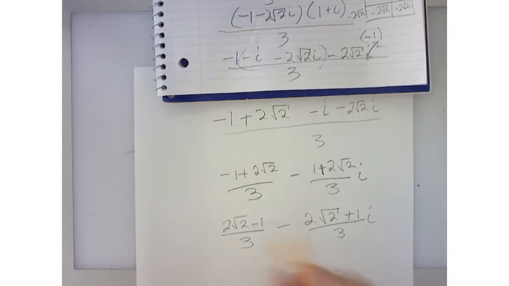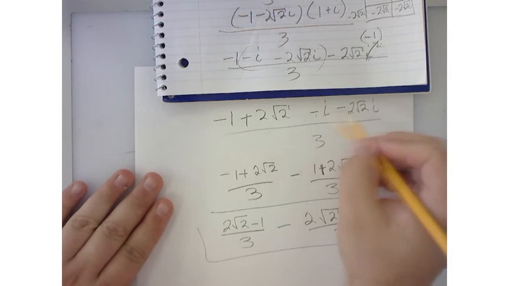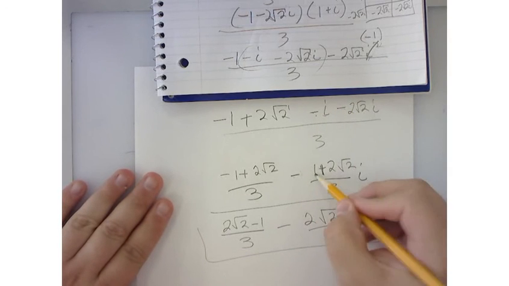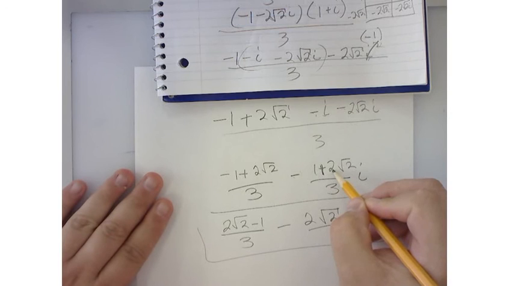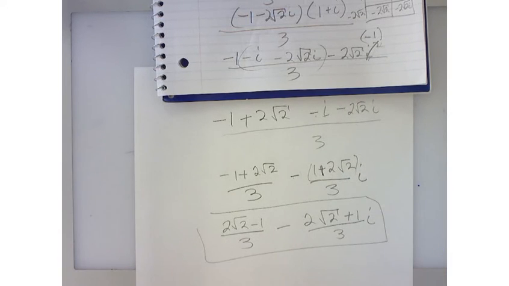So this is the final answer as it is in the textbook. And what I forgot to do is when I toss that negative to the front, then this becomes a positive 1, positive 2i. So I can kind of think of it like that. Okay, that's a mistake. So that's it.